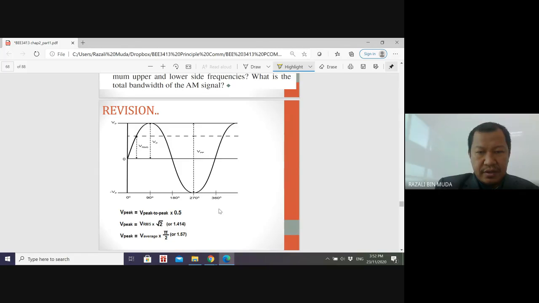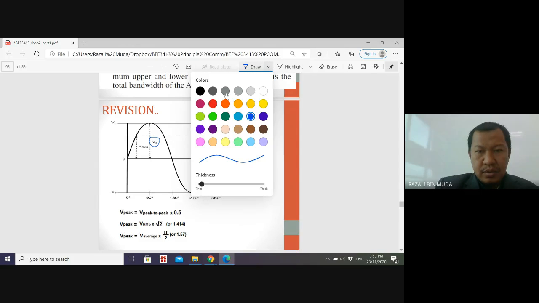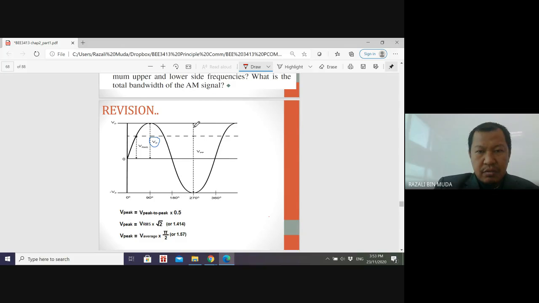This is a sine wave. For a sine wave, V peak equals V peak-to-peak multiplied by half. V peak is here, this is V peak. So V peak is V peak-to-peak multiplied by 0.5. V peak-to-peak divided by 2 is Vp. So this is Vp.